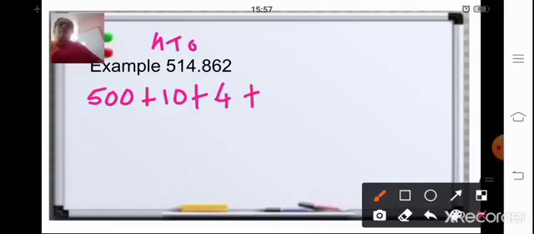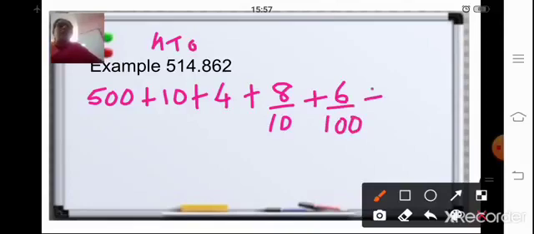Now what about 8, 6 and 2, that is after the decimal point. Now 8 is in tenths place, so we will write it as 8 upon 10. Okay, 6 is in hundredths place, so 6 upon 100, and 2 is in thousandths place, so 2 upon 1000.